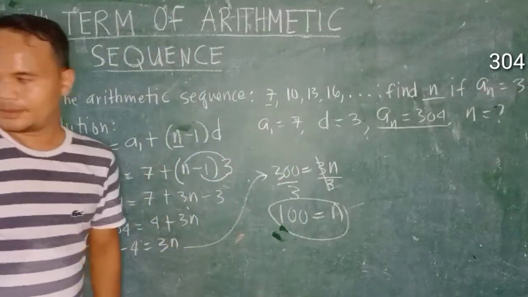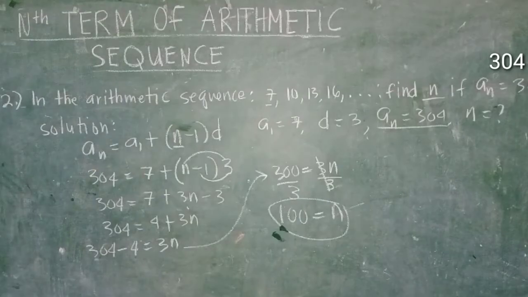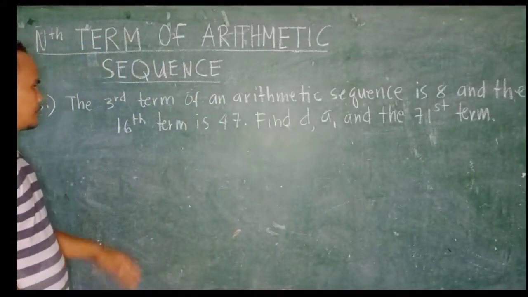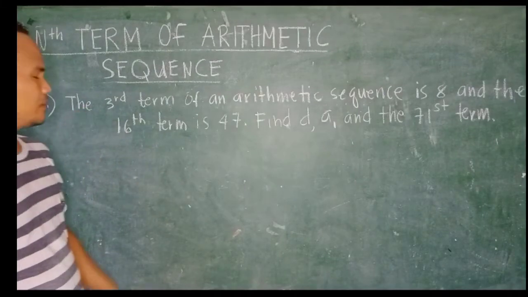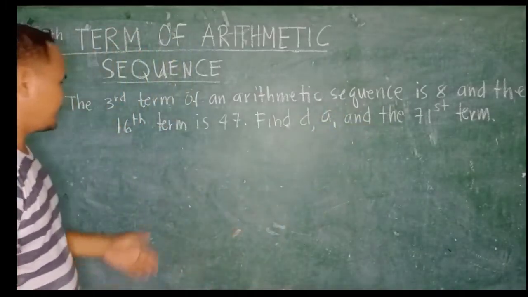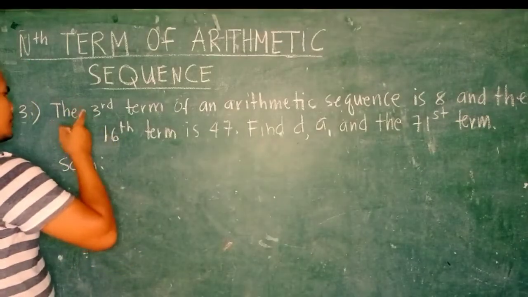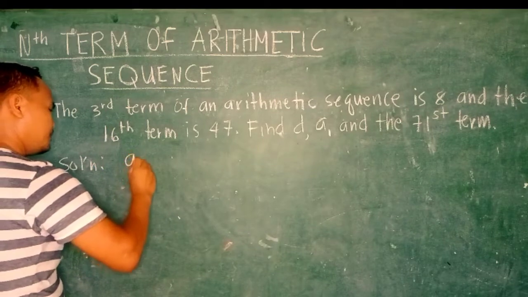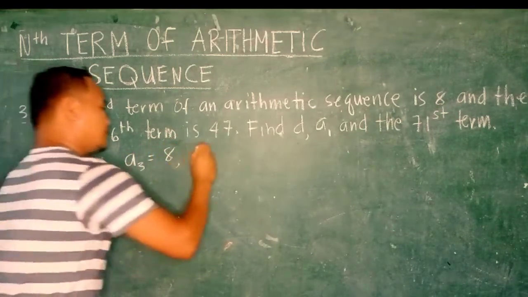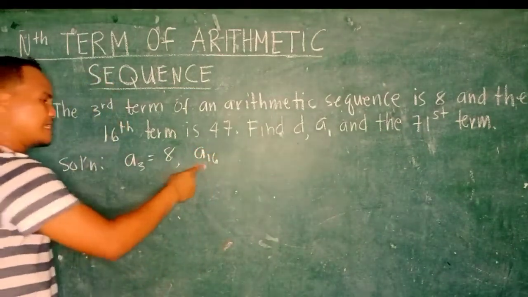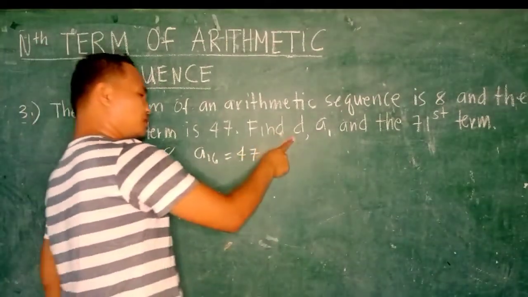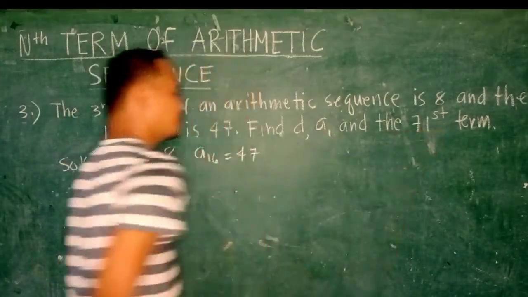Okay? Okay, let us proceed to number 3. The third term of an arithmetic sequence is 8, and the 16th term. The given third term is equal to 8. The 16th term, a sub 16, is equal to 47. We are asked to find the common difference, the first term and the 71st term.